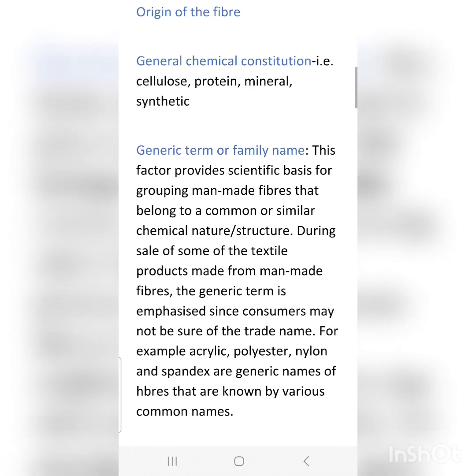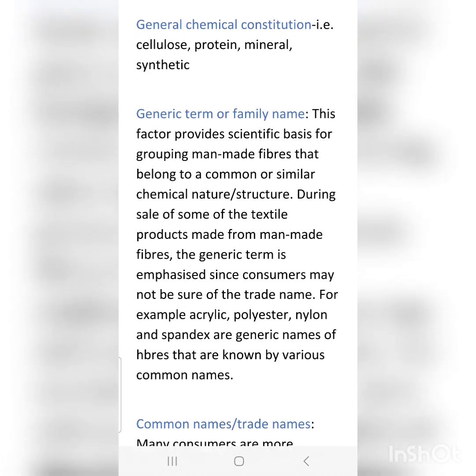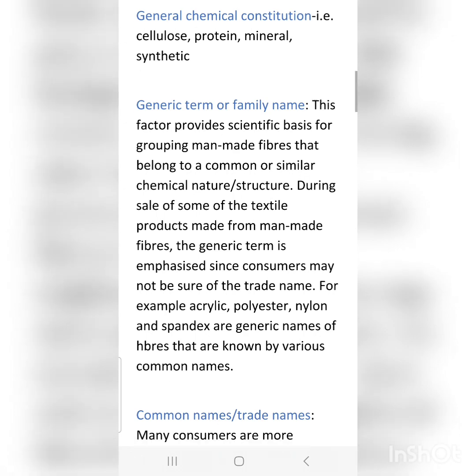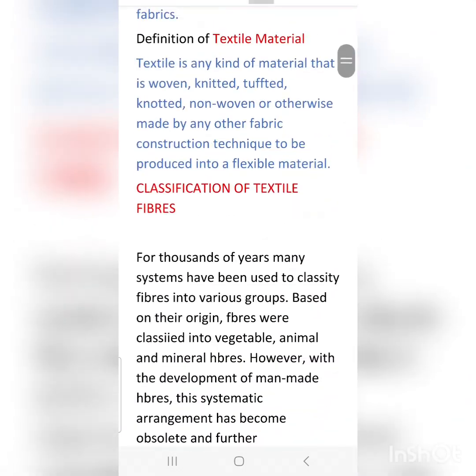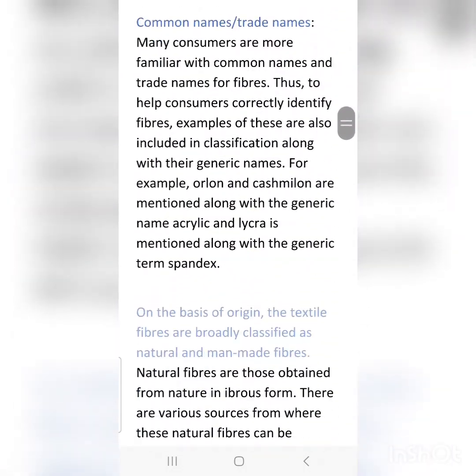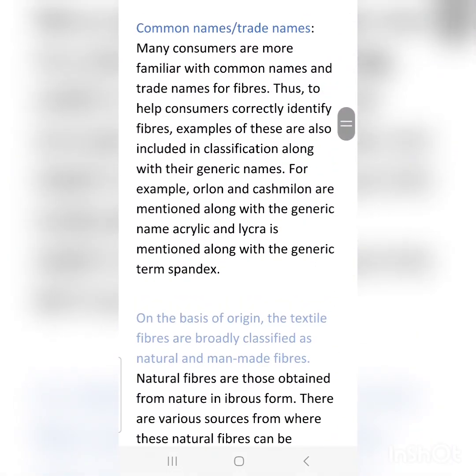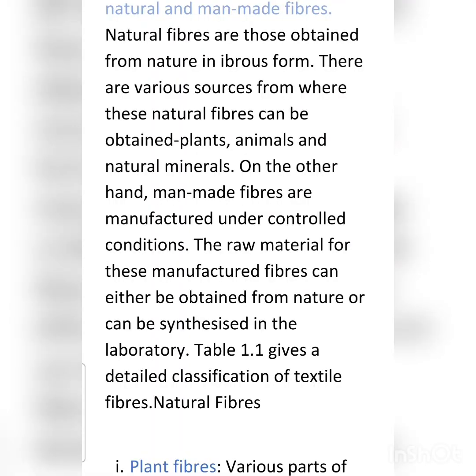Next we have generic term or family name, on the basis of which we can classify fibers. Then we have common names or trade names, which consist of different names or codes given in the industry to the textile fibers, right? Now on the basis of origin, the textile fibers are broadly classified as man-made or natural fibers.